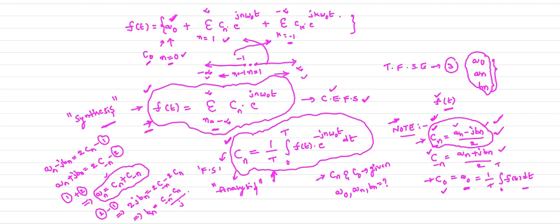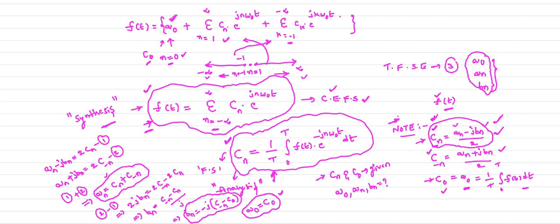If you multiply and divide by j, what is the final expression we will get? bn is minus j into c minus n minus cn. So this is your formula for bn. How can you calculate a0? Your a0 is nothing but c0. That is the formula used to calculate a0.